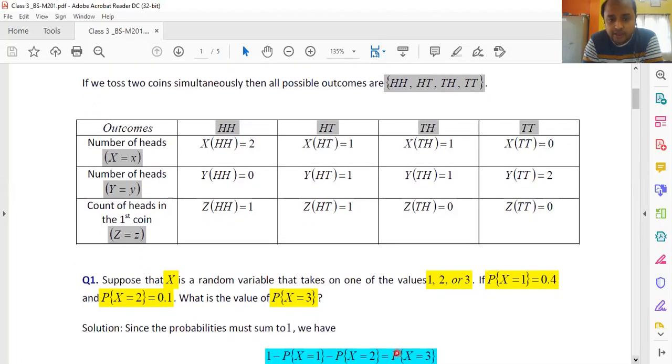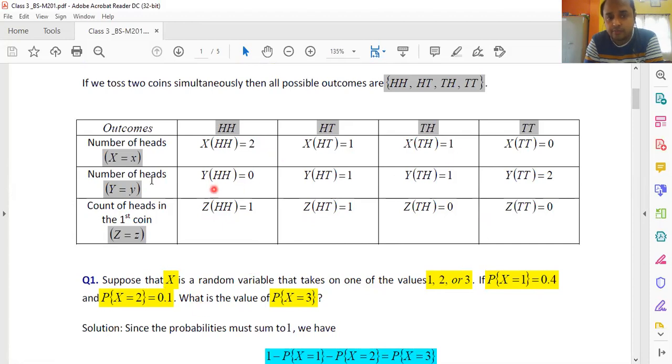I have set a question. What is the question? Suppose that capital X is a random variable that takes on one of the values 1, 2, or 3. So these are the values now. Probability of X equal to 1 is 0.4. Okay, this is a separate problem.